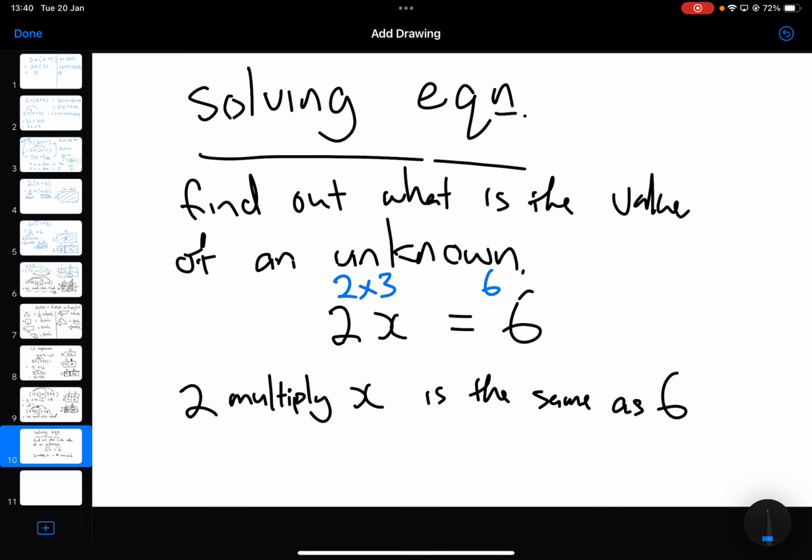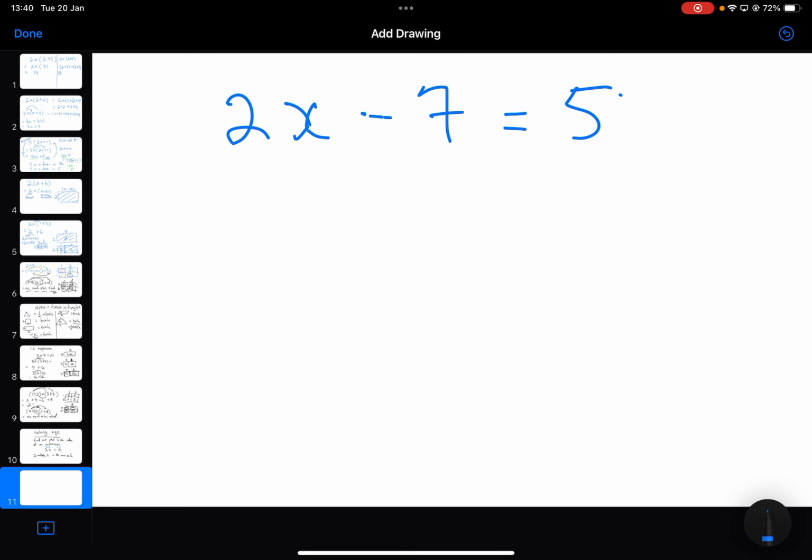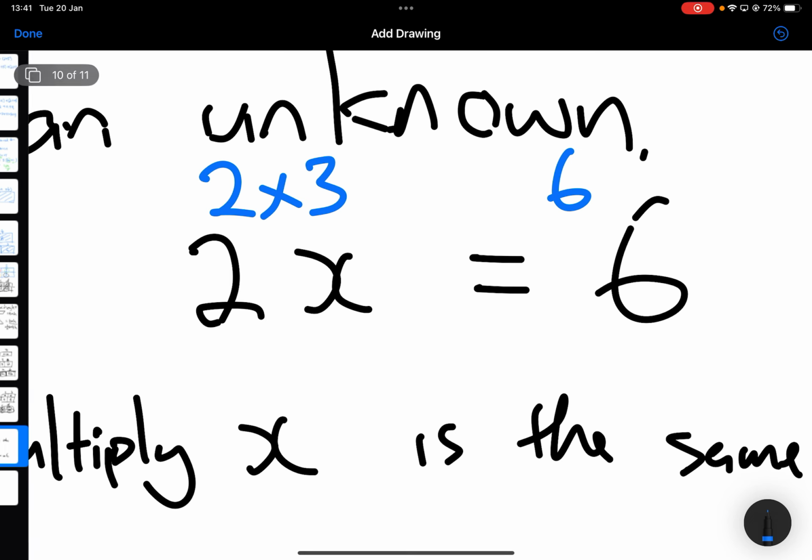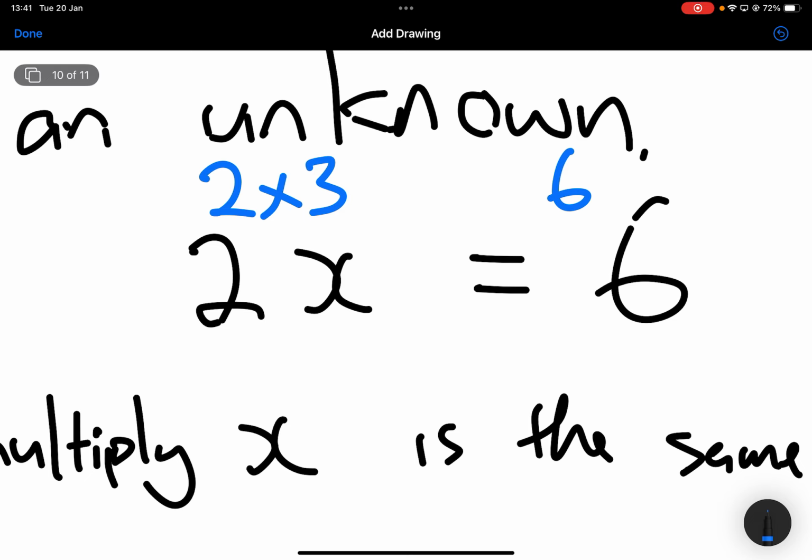Okay? Solving of equation means you are finding out the value of an unknown. But without any information, you won't be able to solve what that unknown should be. So equation is the clue given to you. When I have 2x equals 6, it is a clue. What should be my x? My x must be 3 because 2 times 3 gives 6.